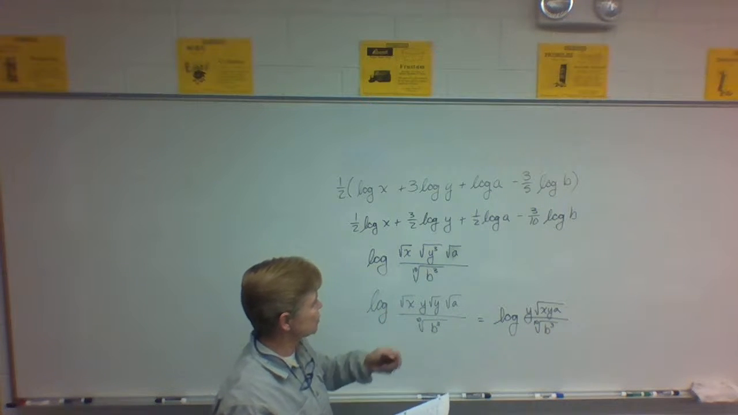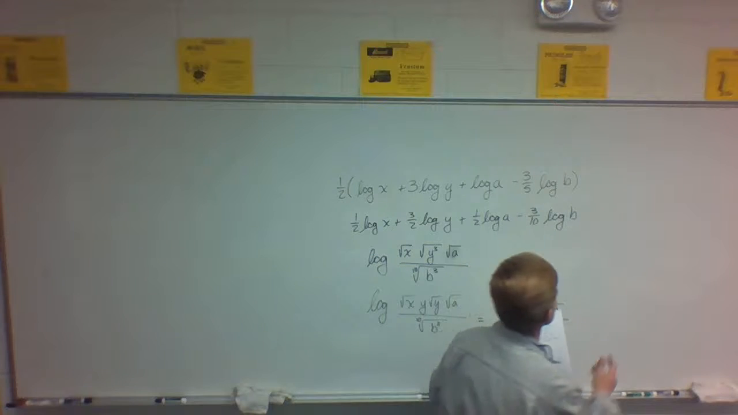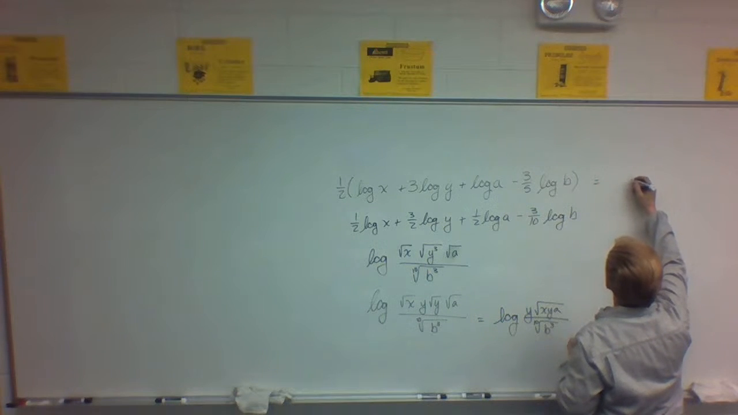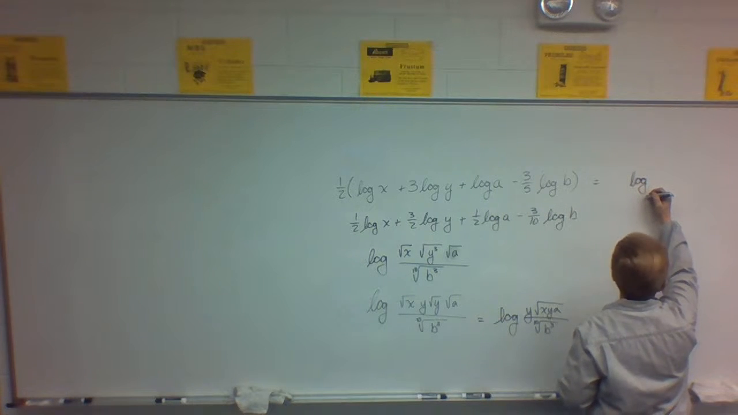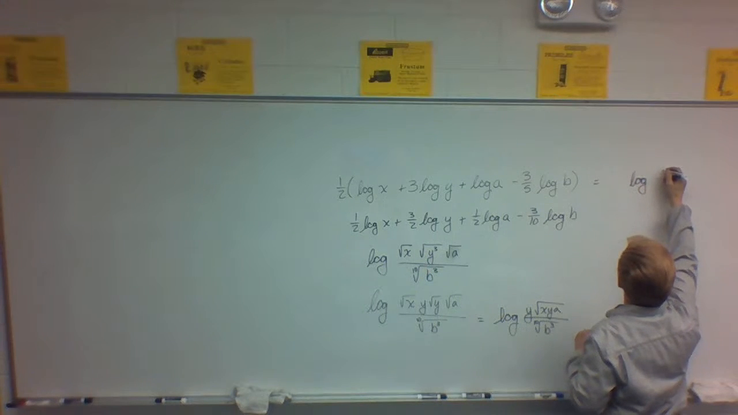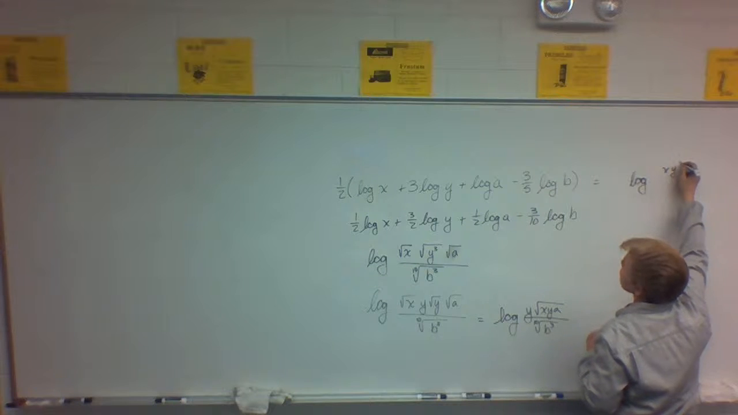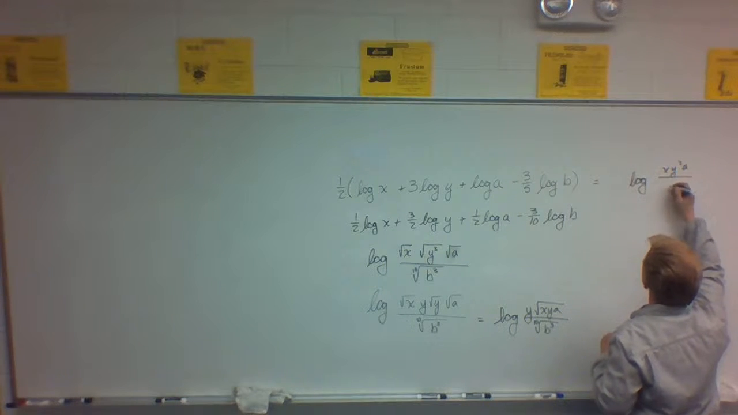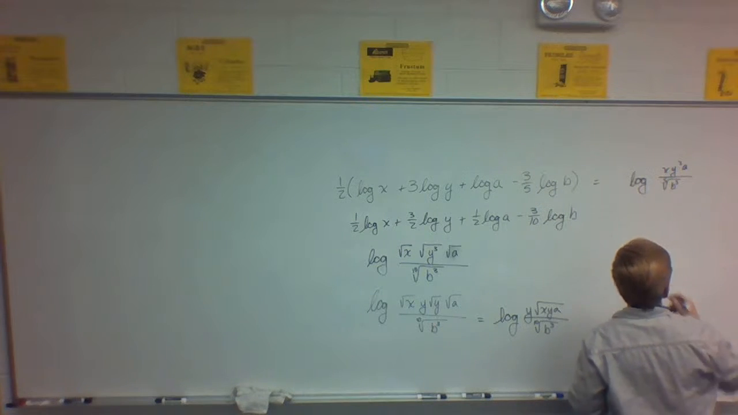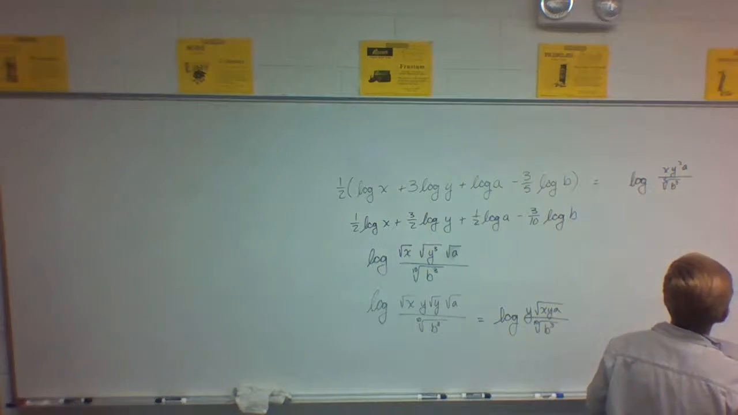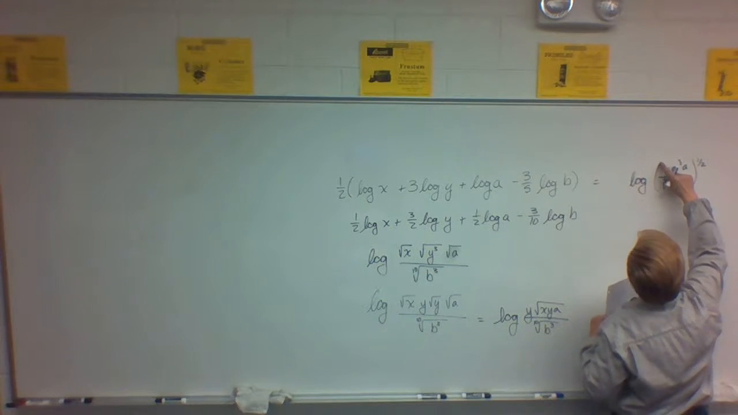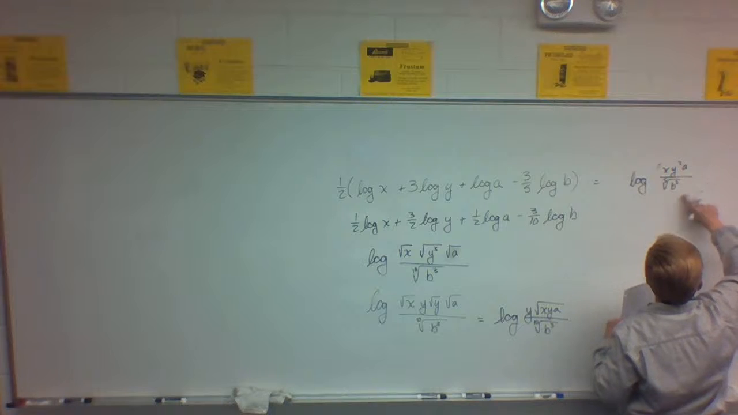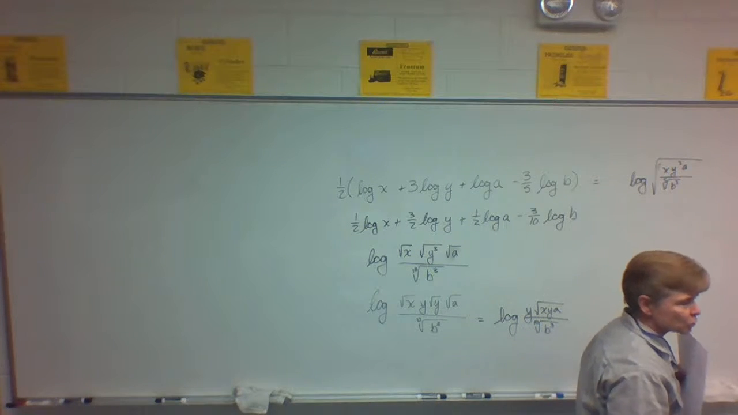There is another way to do this one as well, and that is to not distribute it first, in which case you would have the log of x, y cubed, a, over the fifth root of b to the third. Now, where does that 1/2 go? Over the whole thing. Yeah, it belongs to all of this, which would be acceptable there, or you can do this as well. It belongs to all of that.